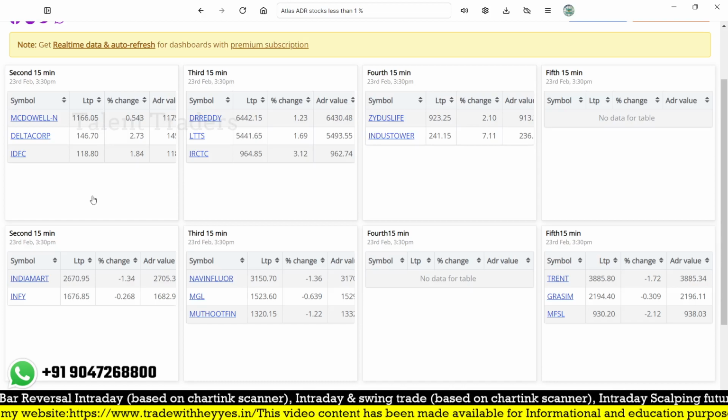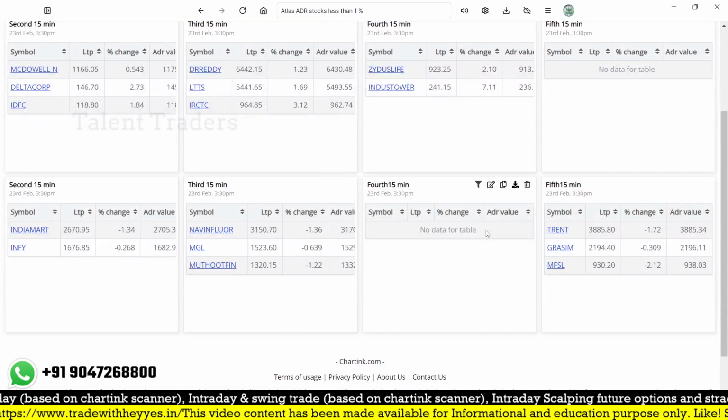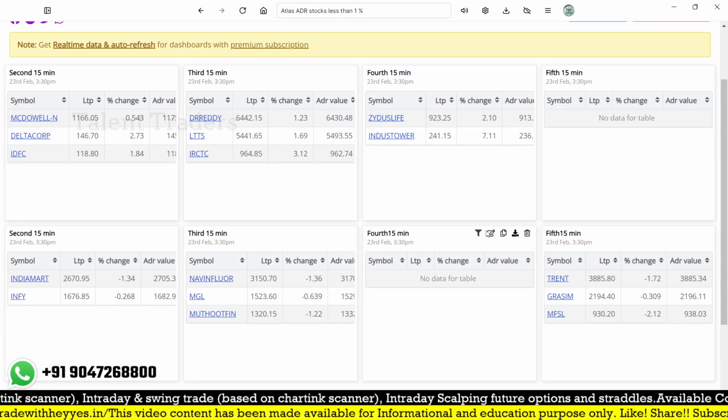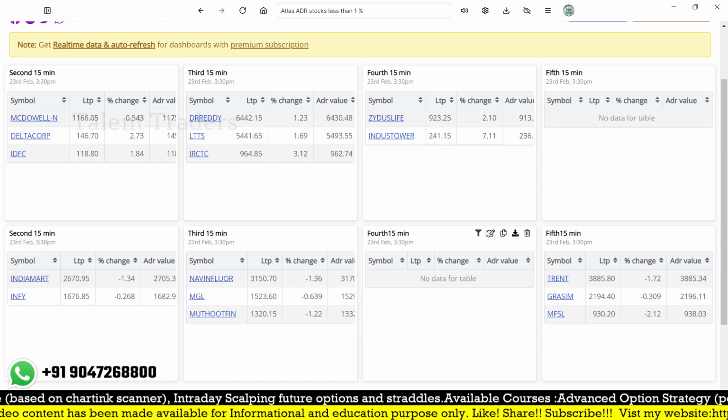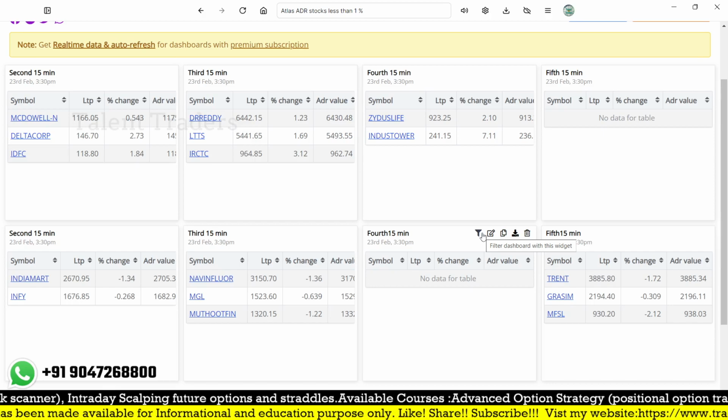So this is the update for the scanner which I created for ADR less than 1% changes, which is going to give you a good opportunity for our intraday trades.